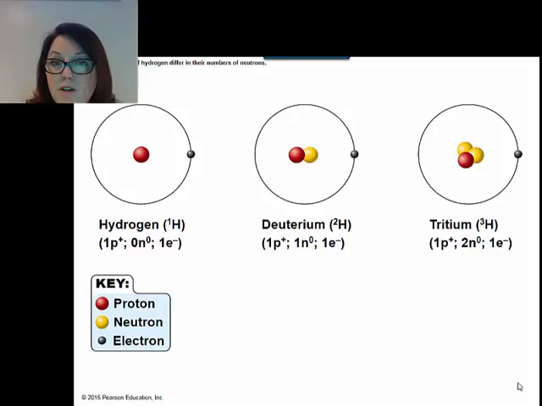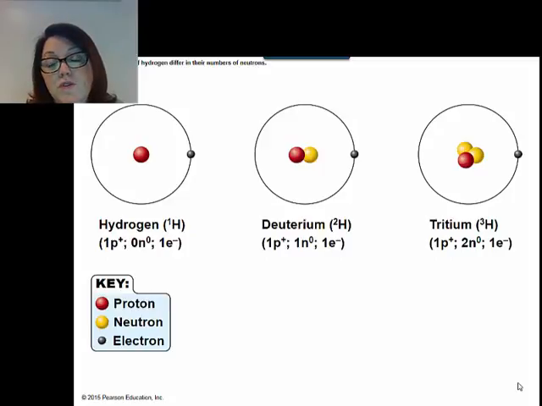Next, I want to talk about isotopes. Isotopes are different versions of the same atom, and what's different about them is their number of neutrons. So here we actually see 3 different types of hydrogen. They're all hydrogen because they all have 1 proton in the nucleus, and if you have 1 proton in your nucleus, then you have to be hydrogen. But each of these 3 examples differs in their numbers of neutrons. So these are 3 different isotopes of hydrogen.